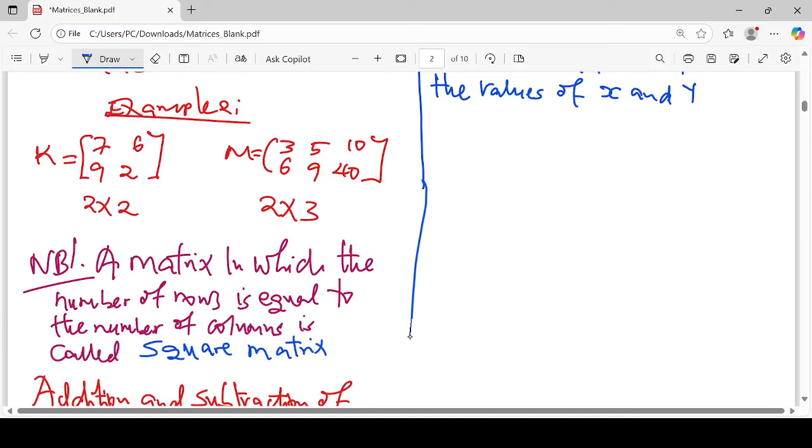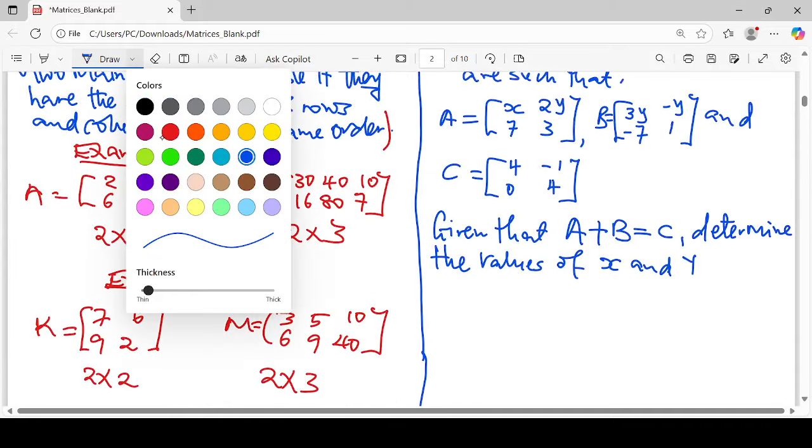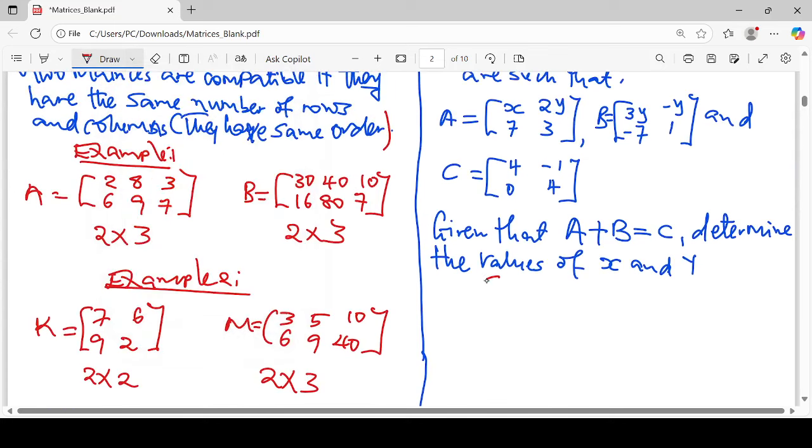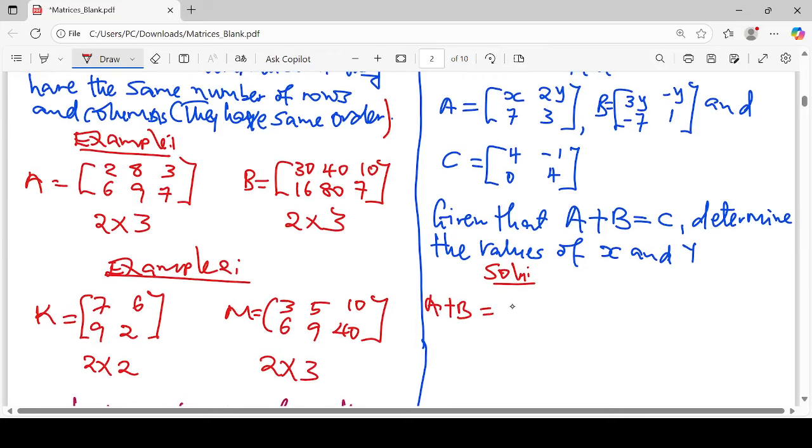Now, let's get to the solution of this question. Our solution here: first we need to get A plus B. When you take A plus B, I'm going to take our matrix A, learners, that is x, 7, 2y, 3.